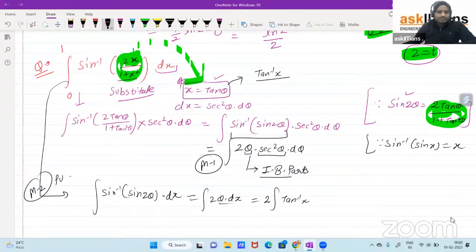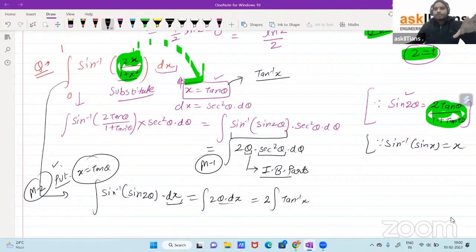Same thing you are doing, just putting x equals tan theta. No need to find d theta and dx here. In method 2 there is no need to find d theta, because this is another way in which I am just substituting x equals tan theta. I am not changing the limits. I am not changing the variable either. The variable of integration is x only. Clear? I want to remain in terms of x only.